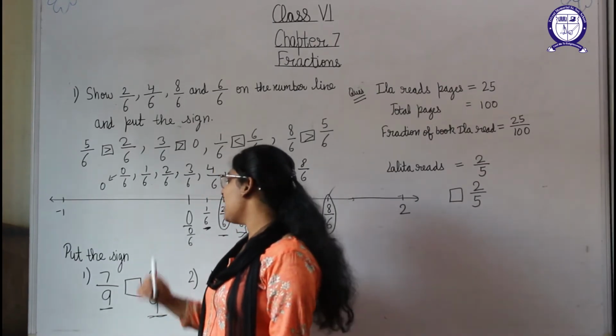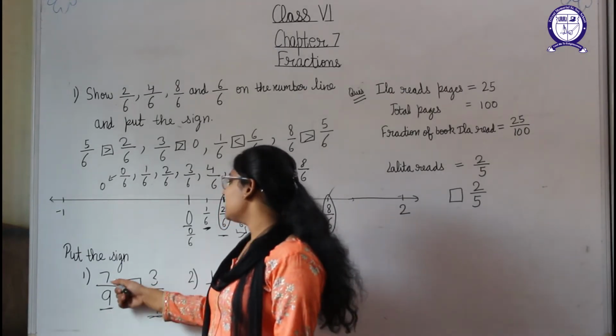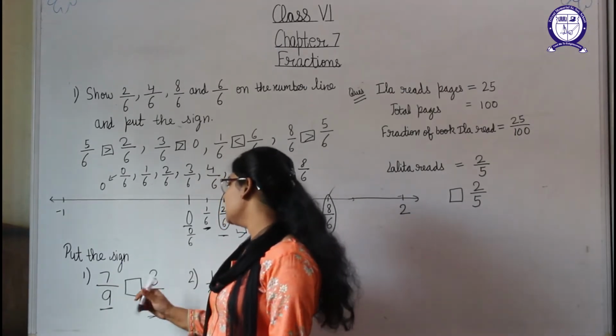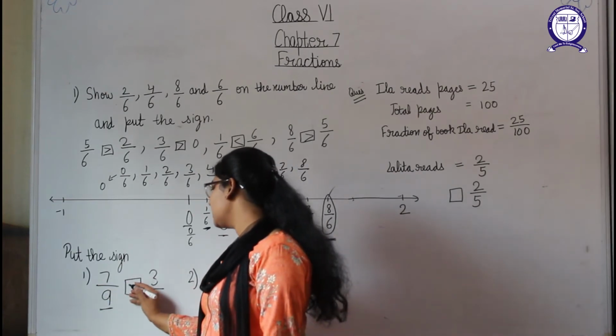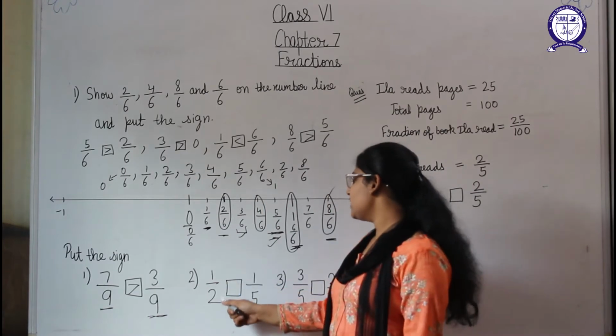Okay, as we have to only compare between the numerators, as denominators are equal, here 7 is greater than 3. It means 7 by 9 will be the greater fraction. Okay. Now next question is 1 by 2 and 1 by 5.